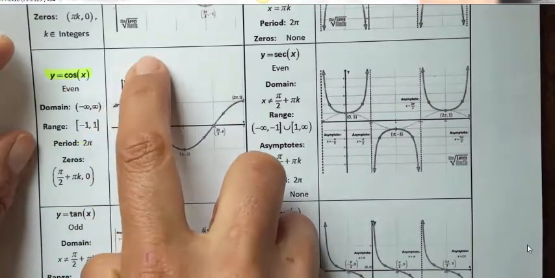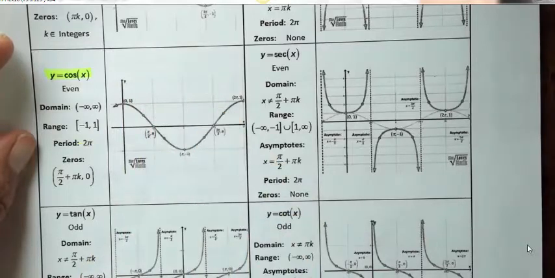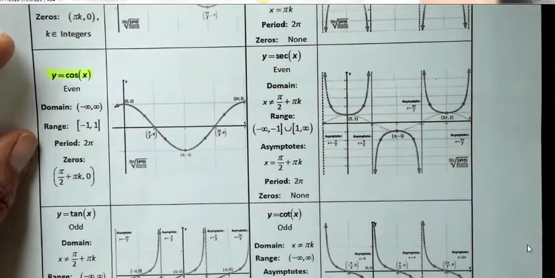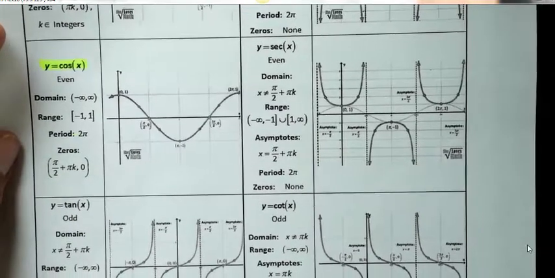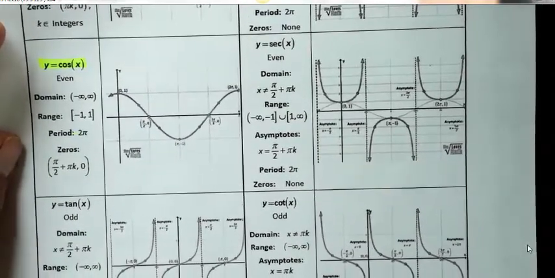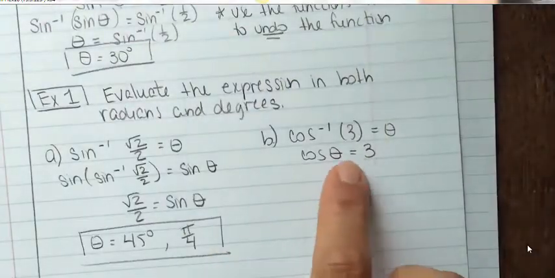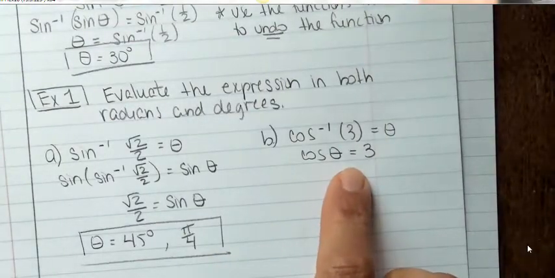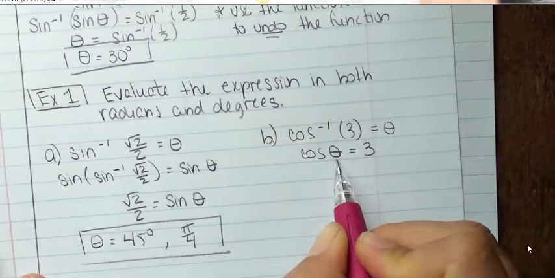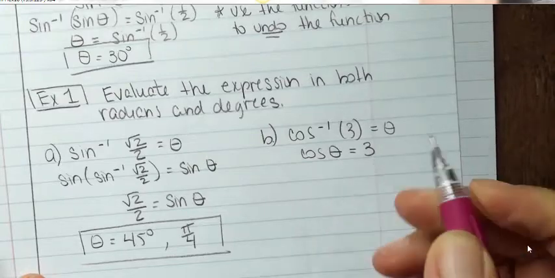This would have to stretch all the way up to 3. And I'm not saying that there aren't times when that'll happen. There are transformations that will dilate this thing. But on the original parent graph, that's not the case. So this problem right here is undefined. It's impossible. There is no angle that I can put in for cosine and get 3 out.